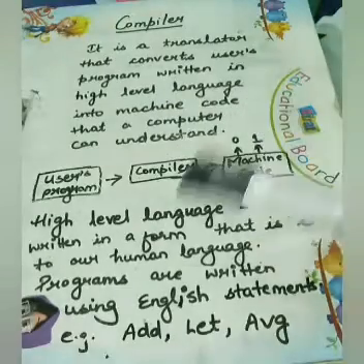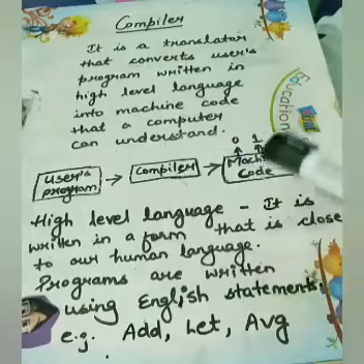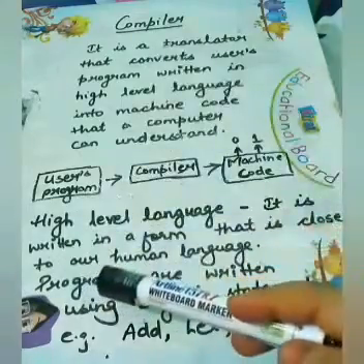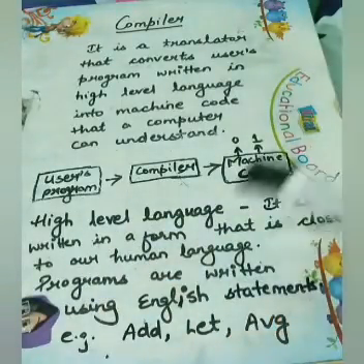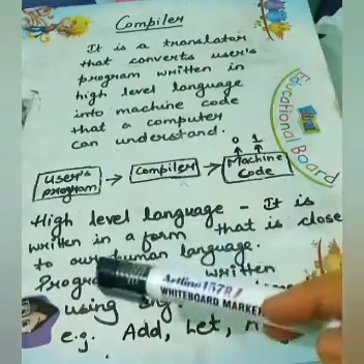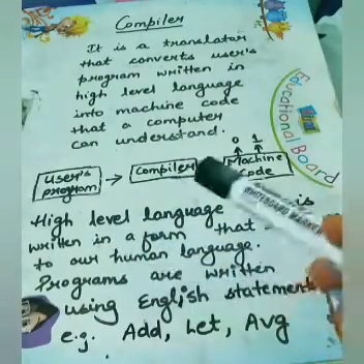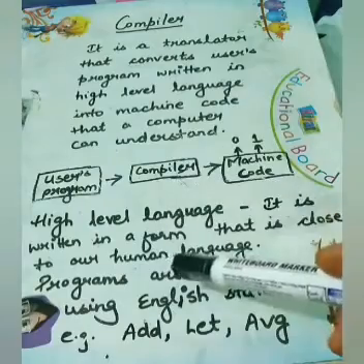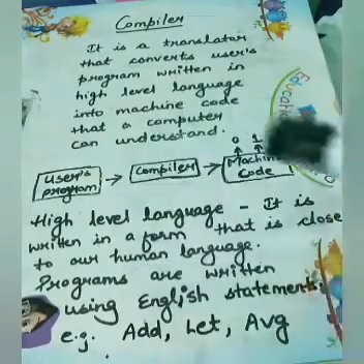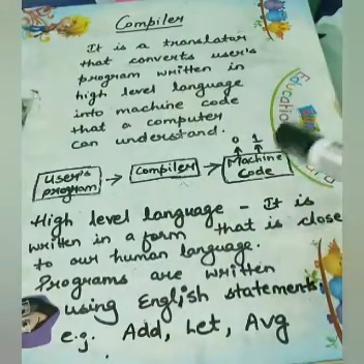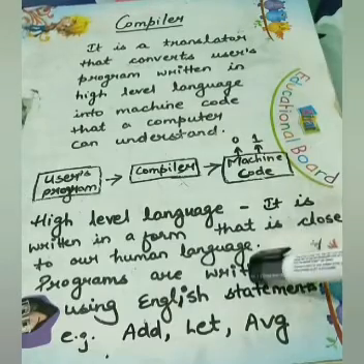Now children, why do we use a compiler? We use it to translate the high-level language into machine language. As we all know, a computer is a machine and it does not understand high-level languages. So it needs a medium or a translator which can convert these high-level languages into machine language. And machine language can be easily understood by the computer.